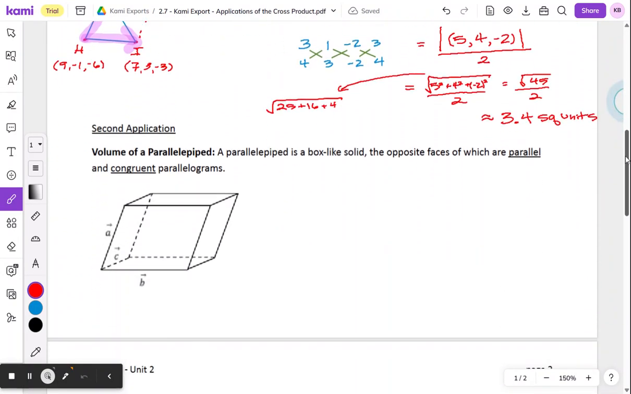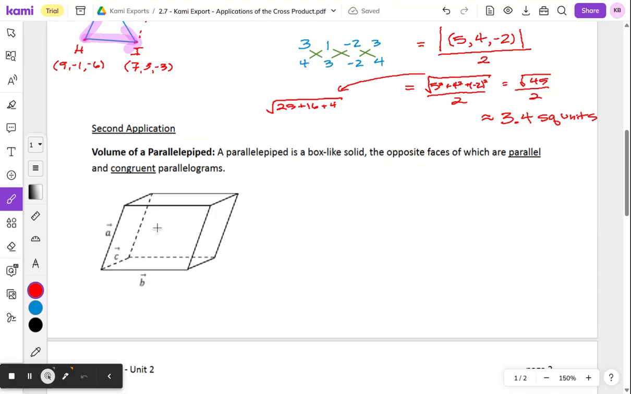All right, so the next application is, instead of finding the area of a flat, planar shape, we're going to be finding the volume of a three-dimensional shape. And this is probably a shape you have never heard of. Maybe you've seen it before, but you've never called it anything. And this is called a parallelepiped. Okay? Parallelepiped, right? So really the whole idea about a parallelepiped is that it is essentially a three-dimensional parallelogram.